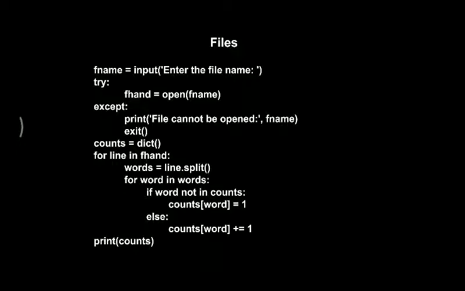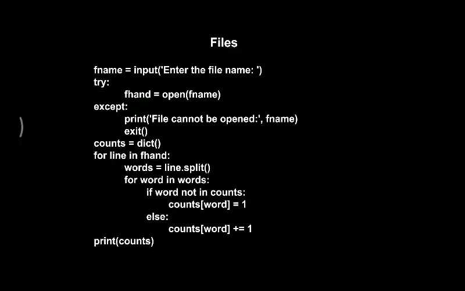Now we'll discuss a little bit about files and how files are related to dictionaries. What we have to do is enter a particular file name from the keyboard. We can explain this directly with an example: fname = input('Enter the file name'). We have to put it in a try and except block. Try: fhand = open(fname). If that file exists, the try block will be executed. If that file does not exist, it will skip the try block and go to the except block, then print 'File cannot be opened'.